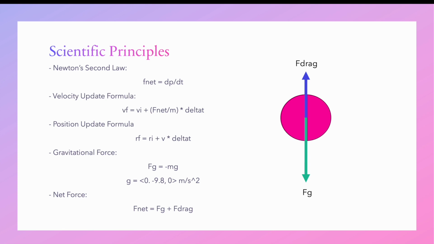Then our gravitational force is Fg equals negative mg, where g equals 9.8 meters per second squared in the y direction. And then our net force is equal to the force of gravity plus the drag force. In the diagram on the right, you can see that the drag force is pushing the object in the positive y direction, while the force of gravity is pulling it down in the negative y direction, and our net force is the sum of these two forces.